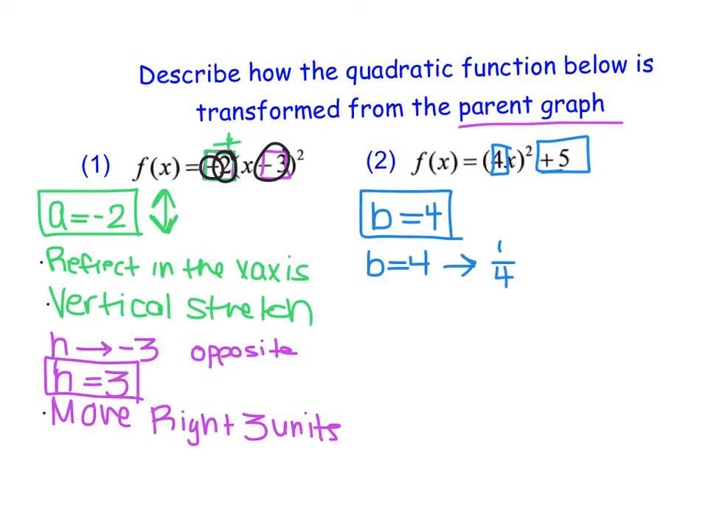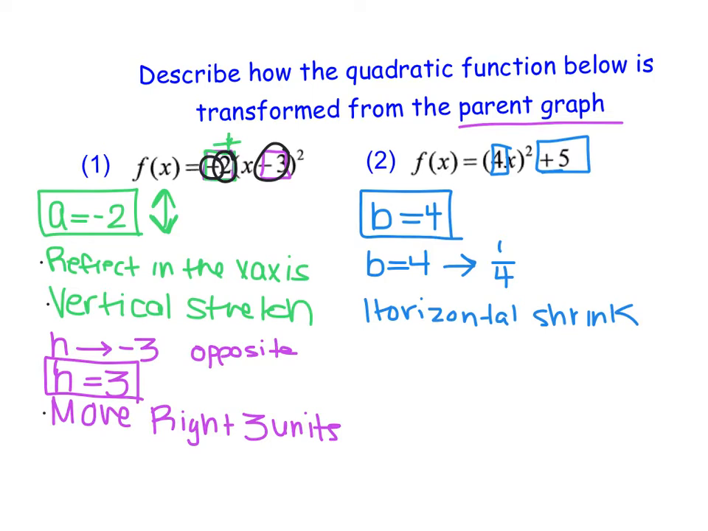So because b is equal to 4 and I flip it to its reciprocal, here I can see that I have a horizontal shrink by a factor of 1/4. So that's what that 4 does, is it horizontally shrinks the graph by a factor of 1/4.